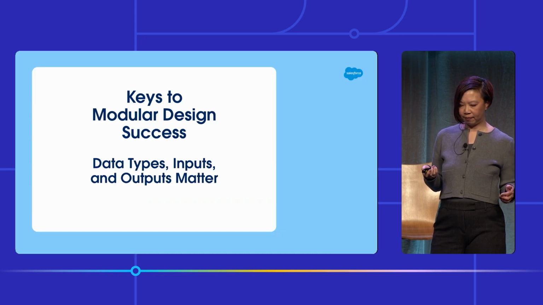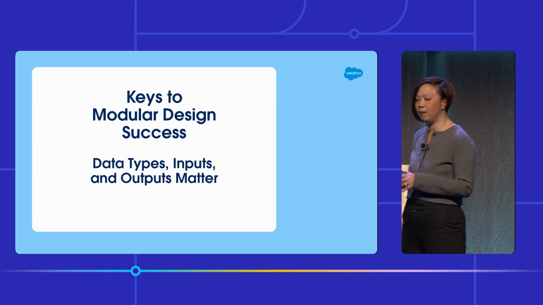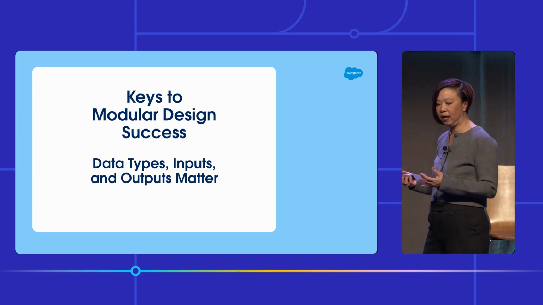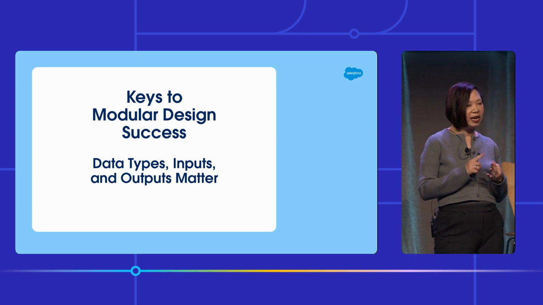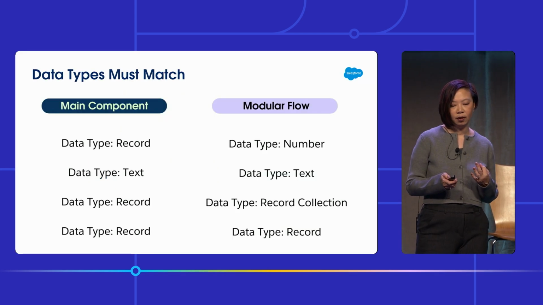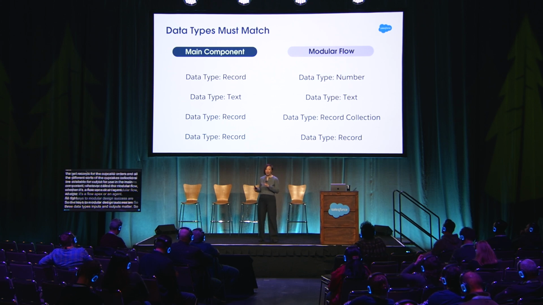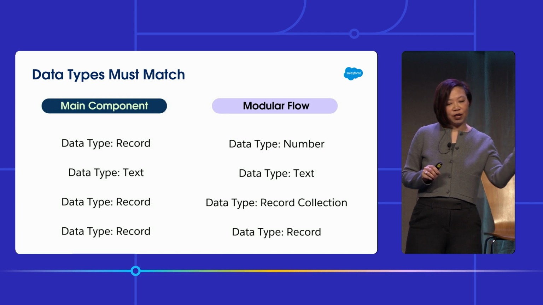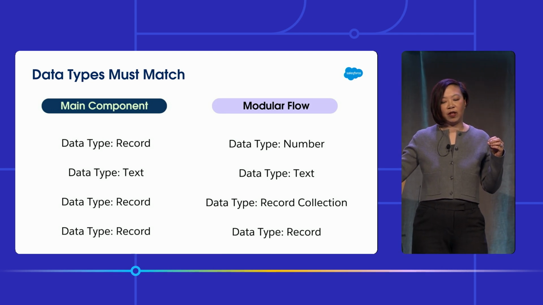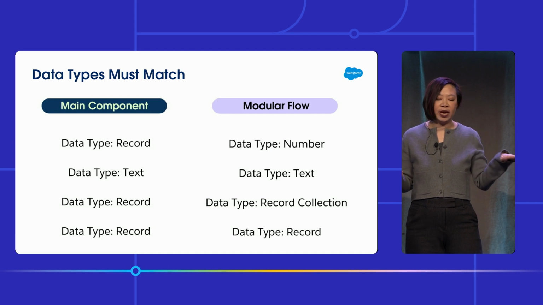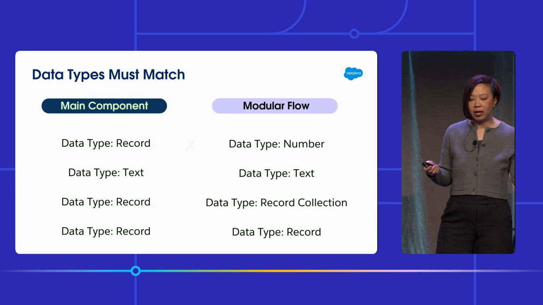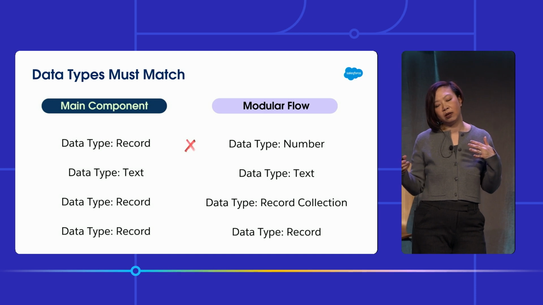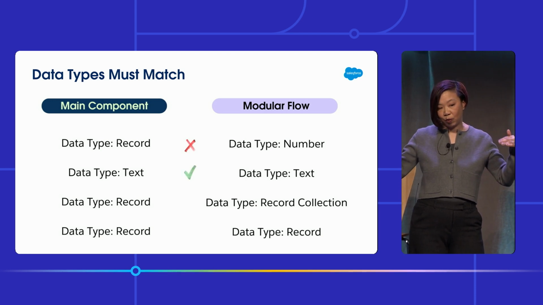All right. So the keys to modular design success are 3. Data types, inputs, and outputs matter. So data types need to match. So the main component, whatever invokes that modular flow, right? Whether it's flow, apex, an agent, whatever that data type is that you're sending over into the modular flow, those data types need to match. You can't have a record on one end and a number on the other end. That's not going to work. But text to text works.